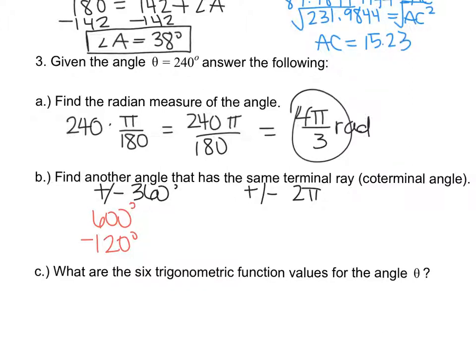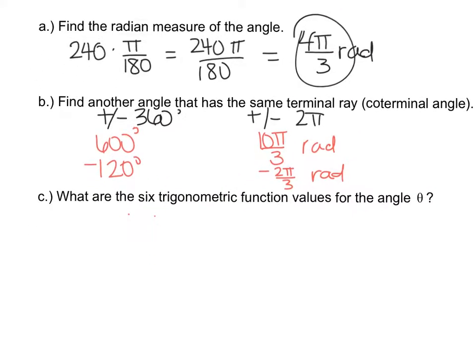So now let's go ahead and do the same thing for radian measure. So if I take 4 pi over 3 and add 2 pi to it, we're going to end up with 10 pi over 3. So that's a coterminal angle. If we take 4 pi over 3 and subtract 2 pi from it, we're going to end up with negative 2 pi over 3. So again, all of these are coterminal angles to our original angle of either 240 degrees, or if you use the radian measure from A, 4 pi over 3 radians.